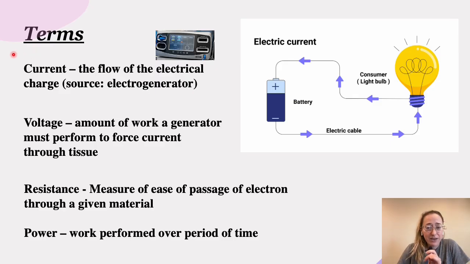Okay, some terms here that I want to define. I'm not going to go through all of them, just current, which is the flow of the electrical charge. The source we'll be talking about during this entire lecture is an electrogenerator. Current is also the number of electrons passing a given point in 1 second, and it's measured in amps. These other terms are very important for you to know, but I'm not going to be touching on them during this lecture, so they're for your entertainment.